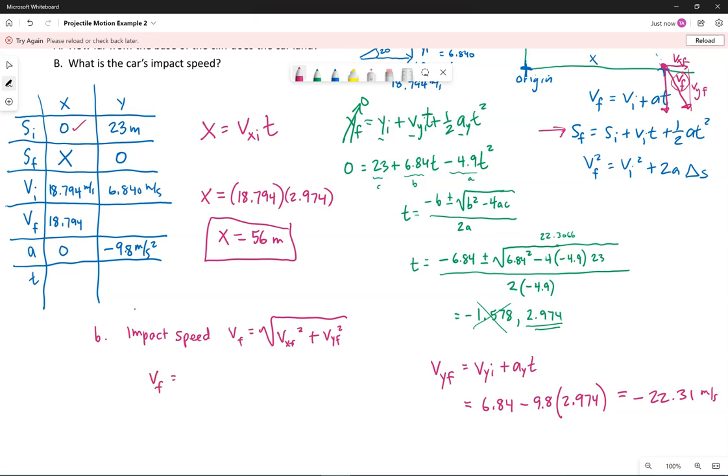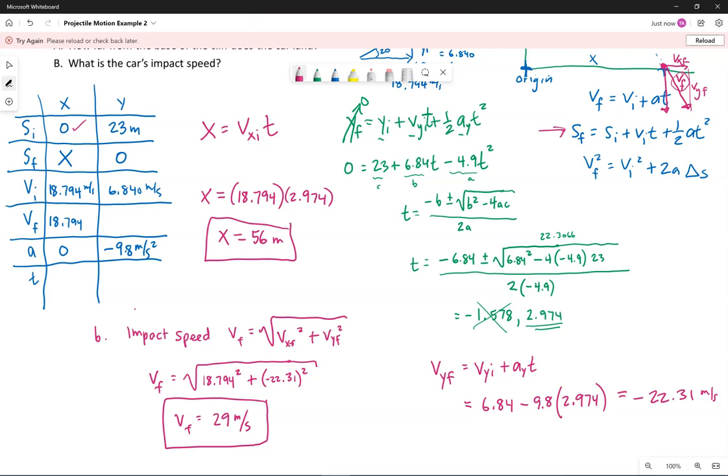So the impact speed will be the x component of the velocity at that moment squared plus the y component squared, and then square root of that. With two sig figs, I'll get 29 meters per second. That's how fast overall the car will be traveling right as it's hitting the ground.